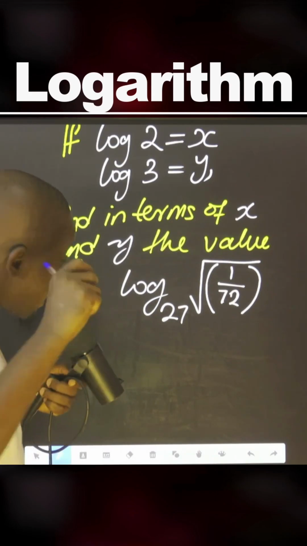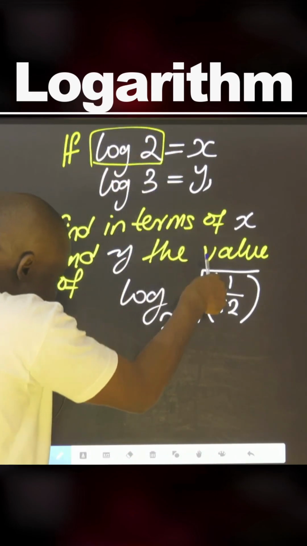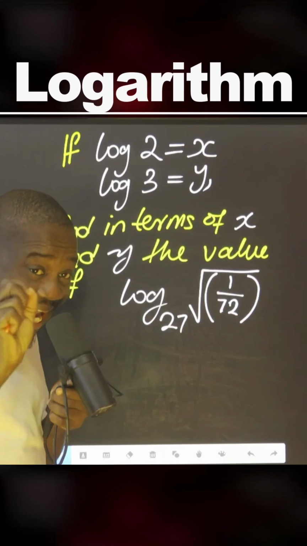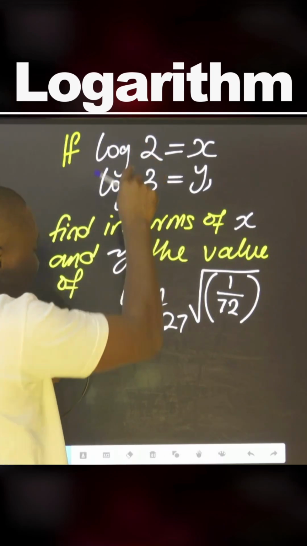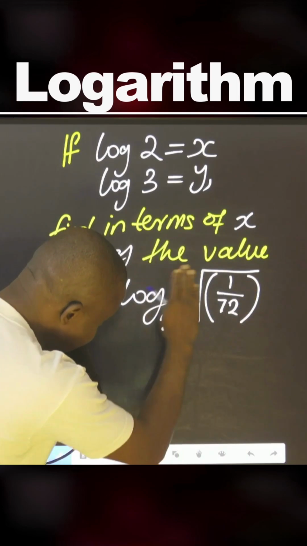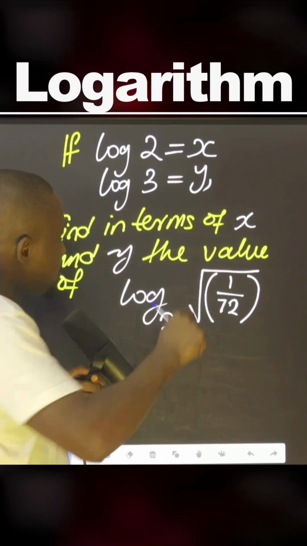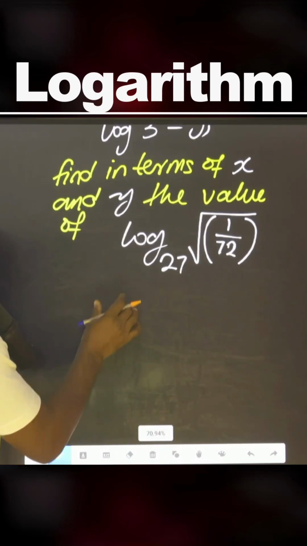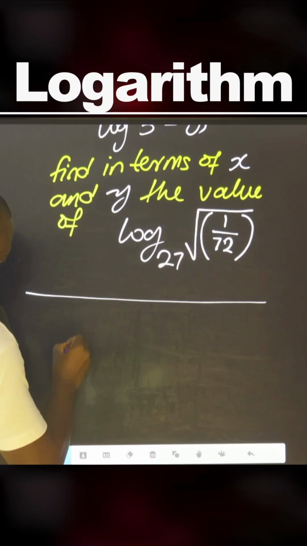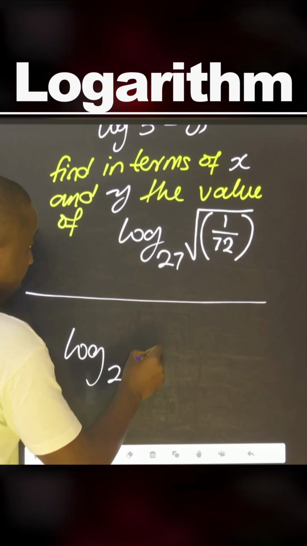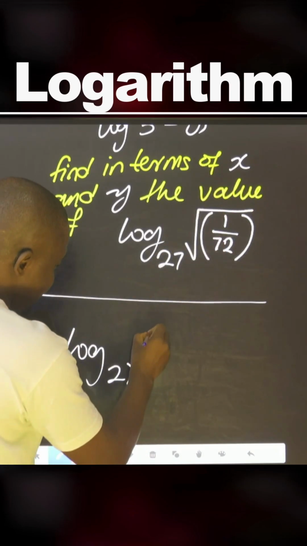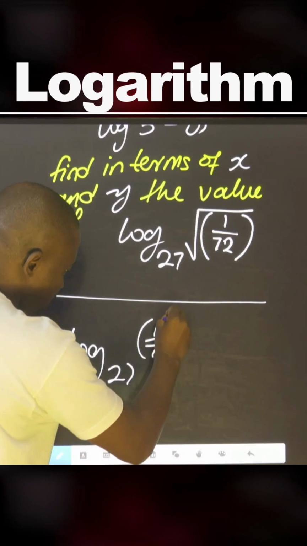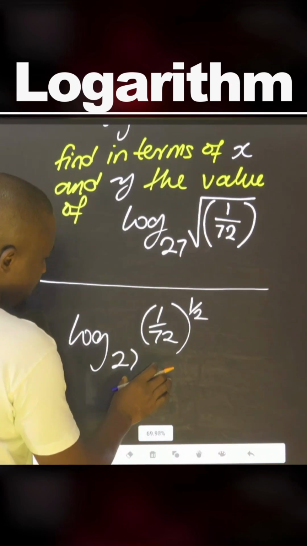The only way we can do that is we find this in this place and also this in this question. So our target now is to be working to find log 2 and log 3 in this place. Once we do that, we can now substitute x and y to be part of this. So therefore, we are going to say this is what? The square root. That is 1 over 27, 72 raised to power 1 over 2.